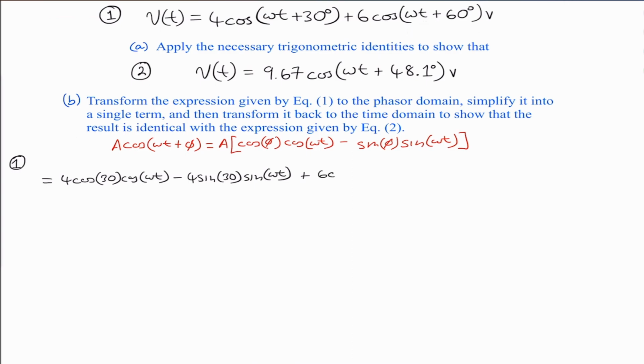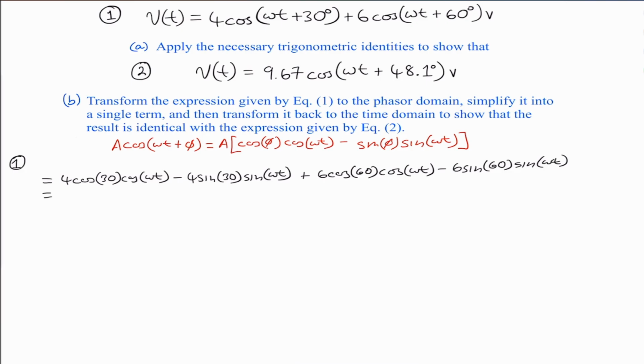Now, starting with the second expression from equation 1, that's 6 cosine, and that should be 60, times cosine omega t minus 6 sine 60 sine omega t. We can then group our necessary terms and add.